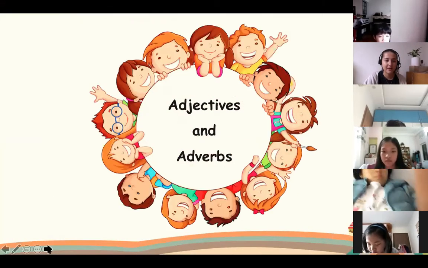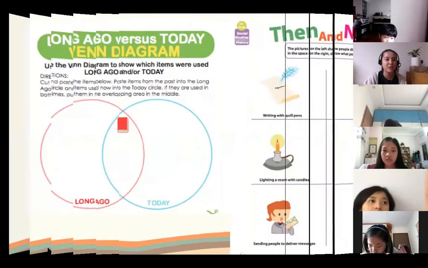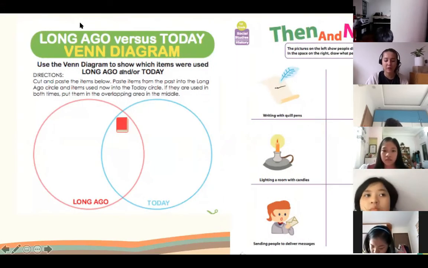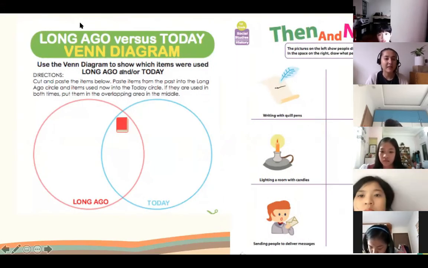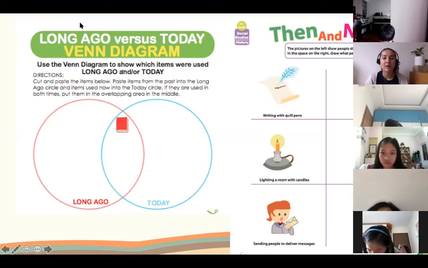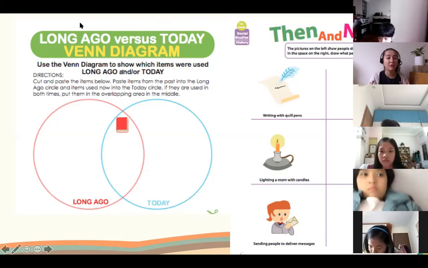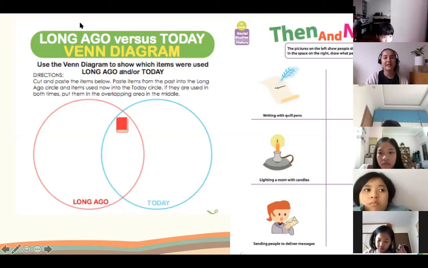Okay, so today we're learning about adjectives and adverbs. Before we do that, let's have a look at our homework. So we had 3 days of our reading comprehension, and our reading comprehension was all about Benjamin Franklin and comparing and contrasting life then and life now.